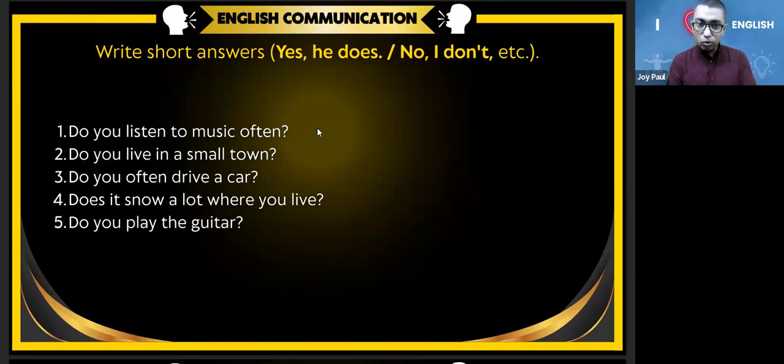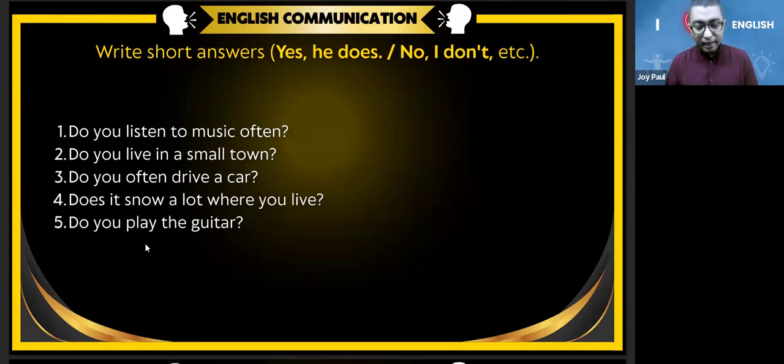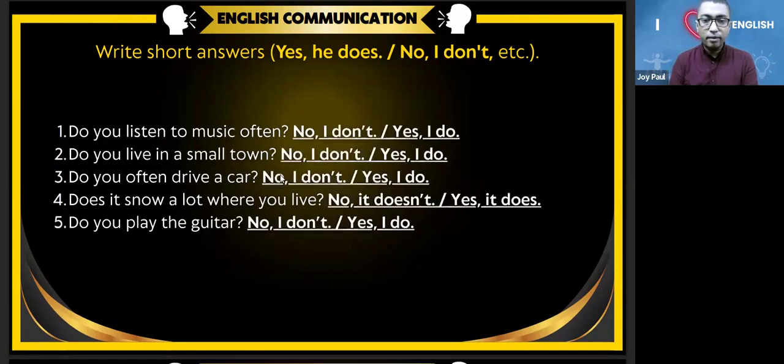If someone asks you, do you live in a small town? You can say your answer: no, I don't, or yes, I do. Next question. If someone says, do you often drive a car? What is your answer? You can say, no, I don't, or yes, I do.